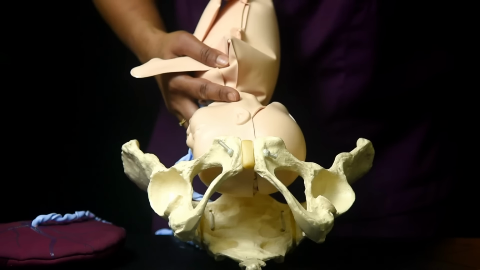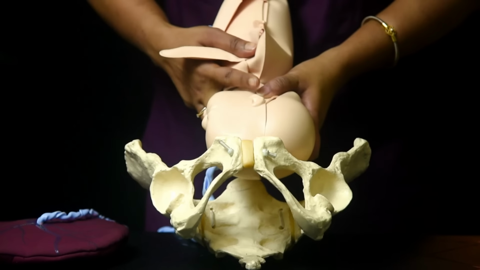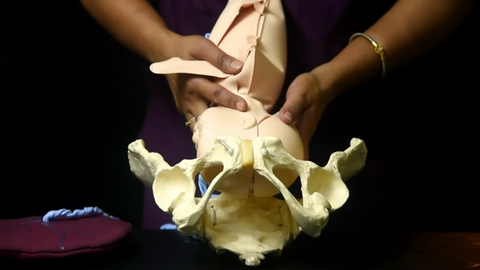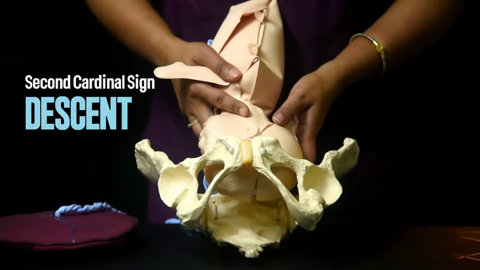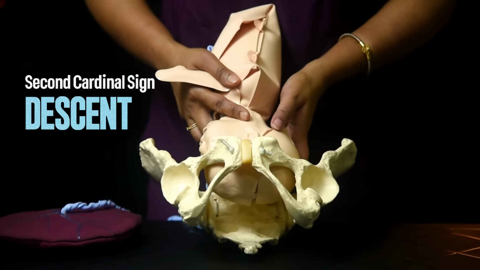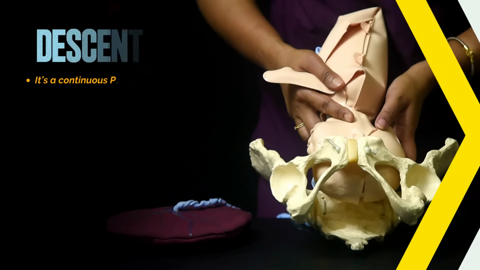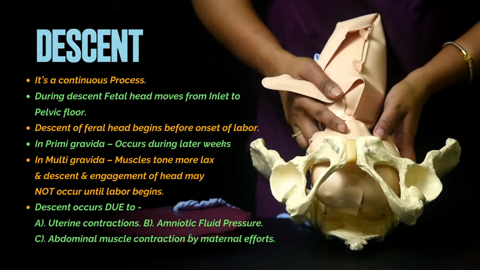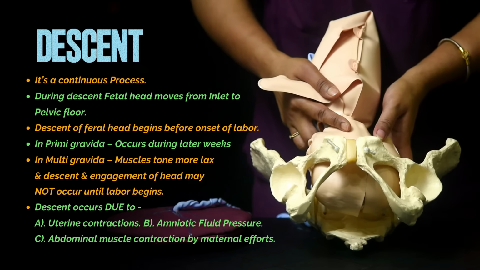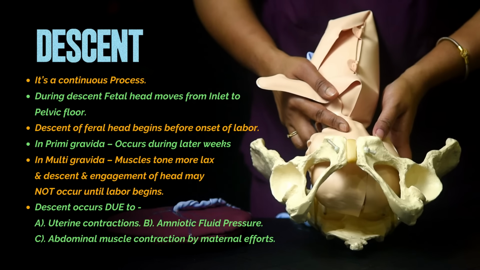Now we start with engagement. Engagement takes place in the pelvic brim. After that, descent comes, which is the second cardinal sign. When the baby's head comes to the inlet and then descends down to the pelvic floor, that is known as descent. Now, descent is a continuous process.